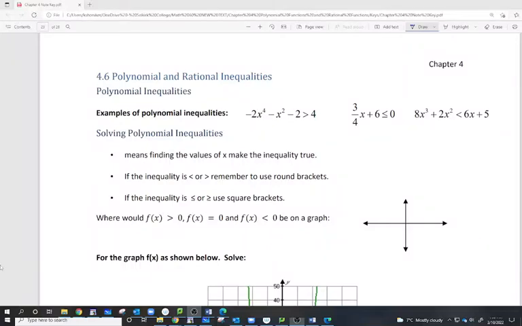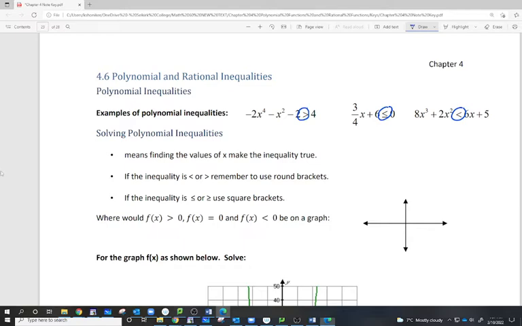Okay, so we're on to the last section of 4.6, which is moving from polynomial equations and rational equations to polynomial and rational inequalities. So we're going to start with polynomial inequalities. The only difference between an equation and an inequality is that instead of having an equal sign, we have a greater than, or a less than or equal to, or a less than sign, okay? But all the same rules apply, like these are all polynomials.